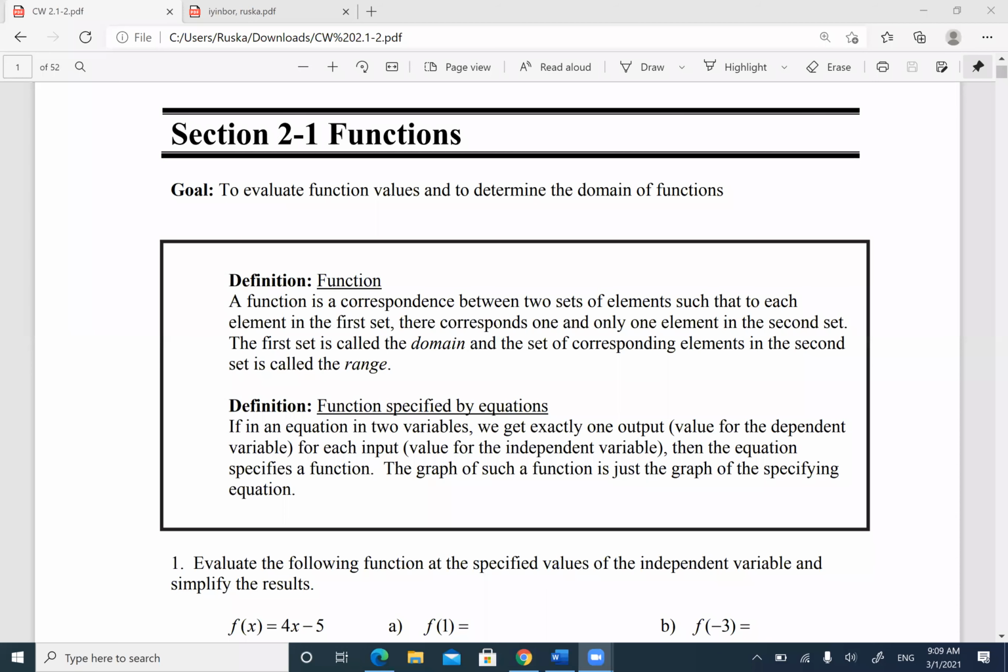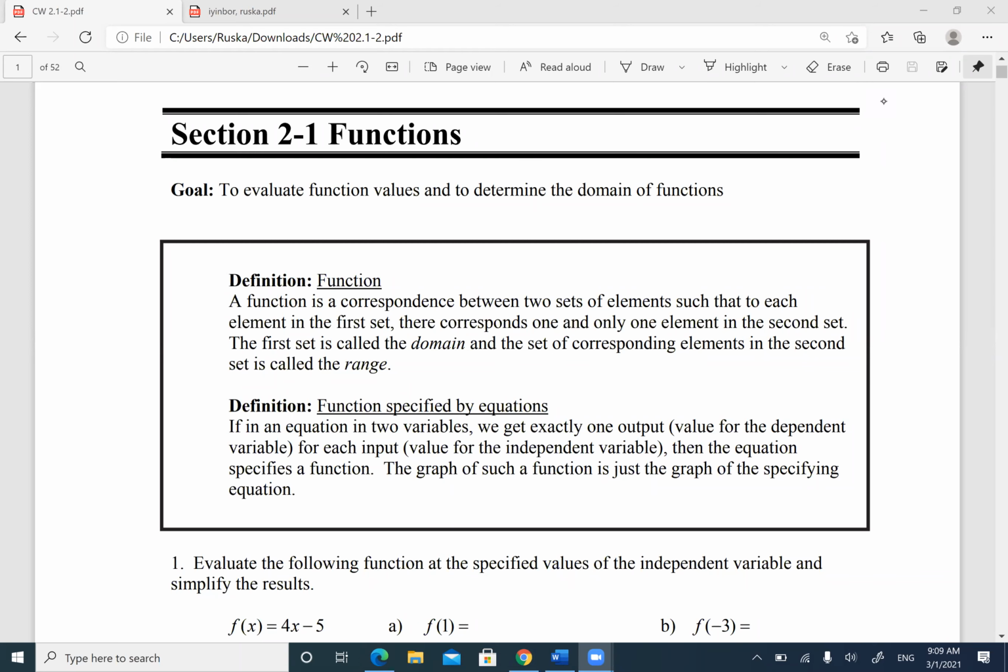Okay. So today we're going to talk about functions, which is section 2.1. We're going to talk about functions, and also we're going to cover section 2.2, only piecewise functions. So first, what is a function?